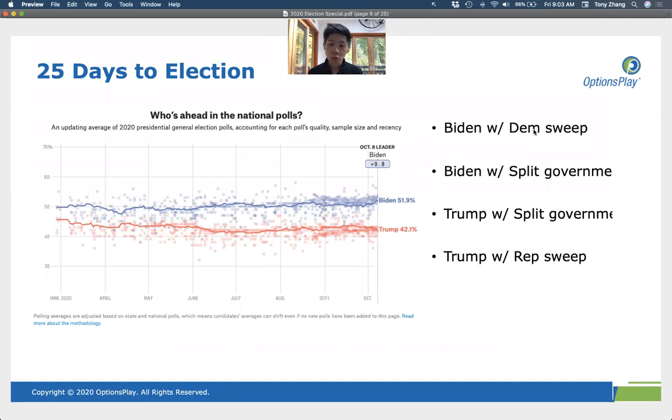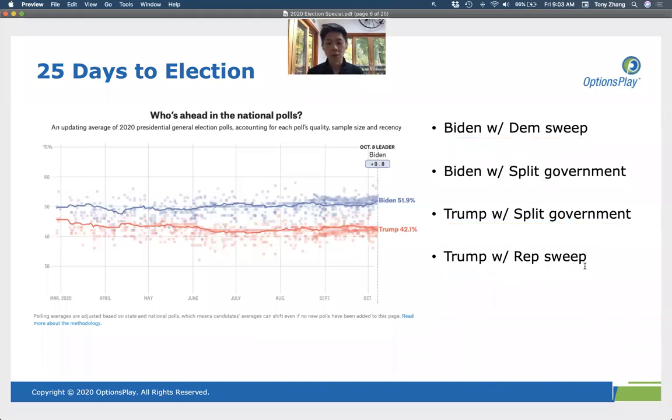The four possible outcomes that we are currently taking a look at are: Biden with a Democratic sweep of both the Senate and Congress; Biden with a split government, where you have a Republican Senate but a Democratic Congress; Trump with a split government; or Trump with a Republican sweep.